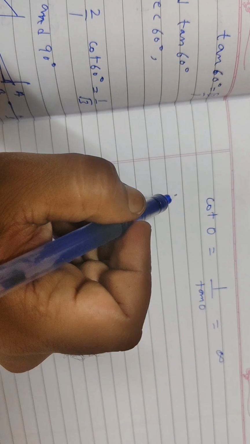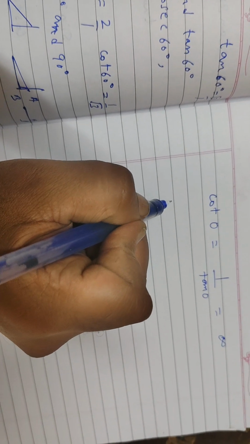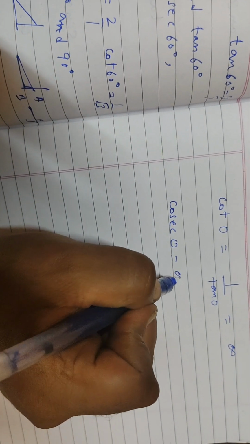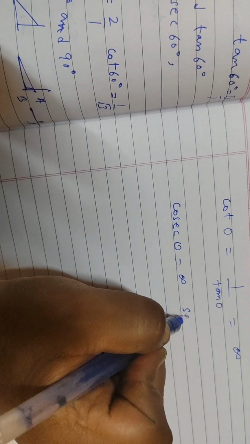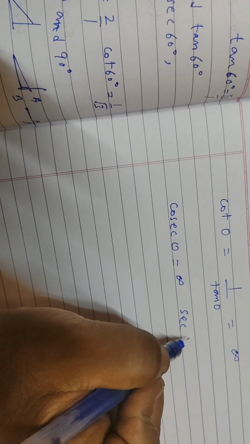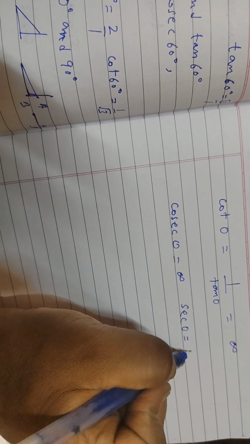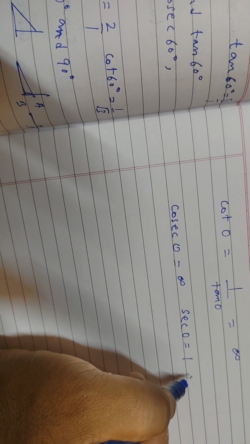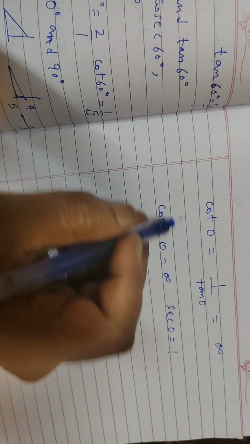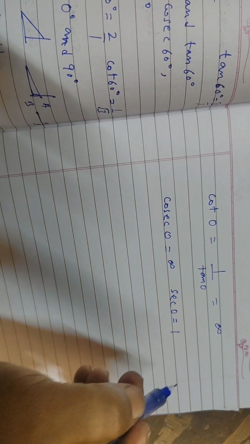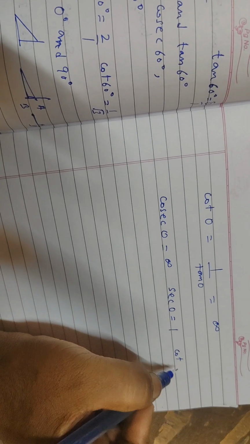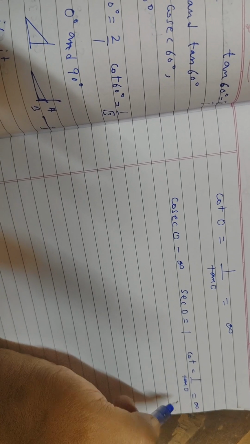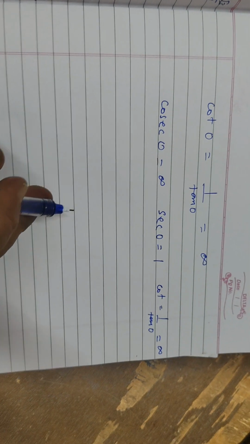So we find here cosec 0 is equal to infinity, sec 0 is equal to 1, and tan 0 is equal to 0, so cot 0, which is 1 by tan 0, is equal to infinity. So we easily find the values.